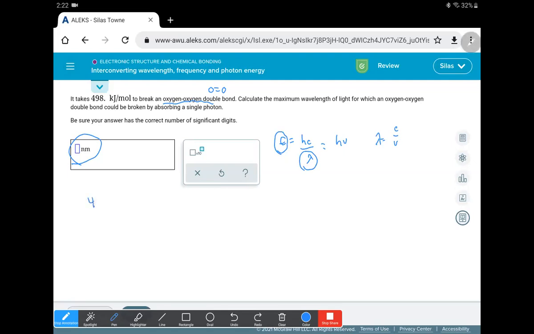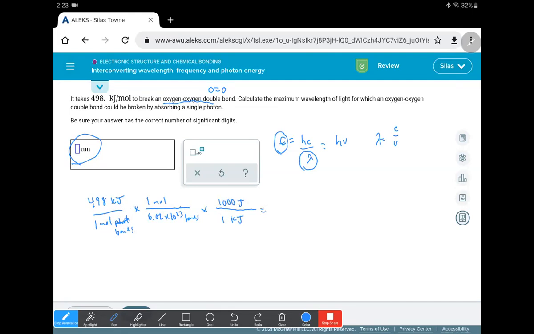So let's write 498 kilojoules per 1 mole of photons. Or of bonds, sorry. So I'm going to say 1 mole has 6.02 times 10 to the 23rd bonds that we're breaking. And then there are 1,000 joules per kilojoule. So let's start with that.